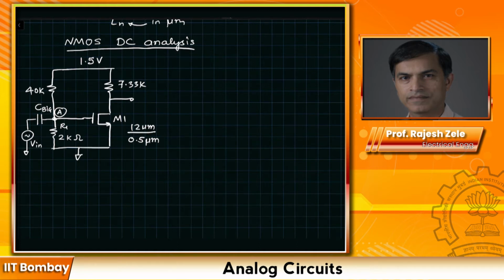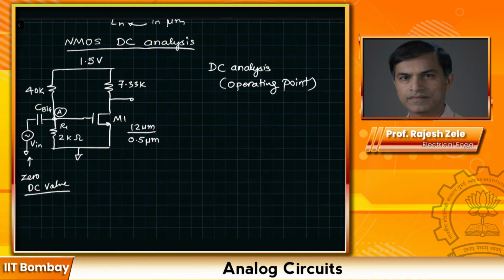C big is a decoupling capacitor, which isolates our AC source from the node A. The AC source has 0 DC value, hence we would like to isolate that from our input point. For frequencies of interest, this capacitor C big looks like a short, and V in is applied directly to the node A. So whenever we are given a circuit like this, first we do a DC analysis, or rather the operating point.